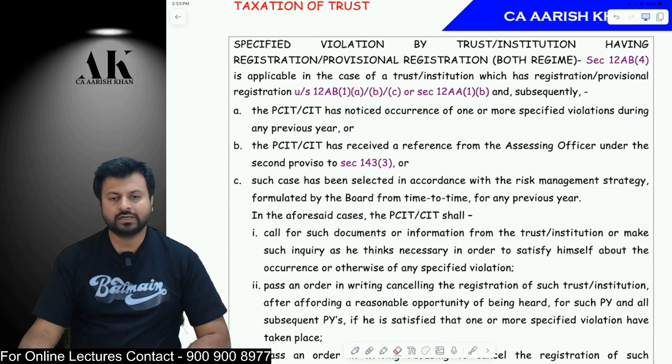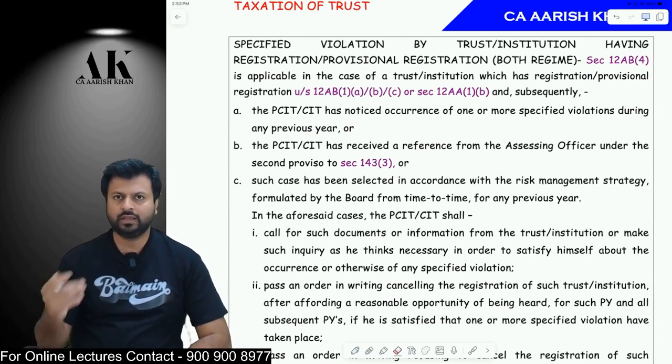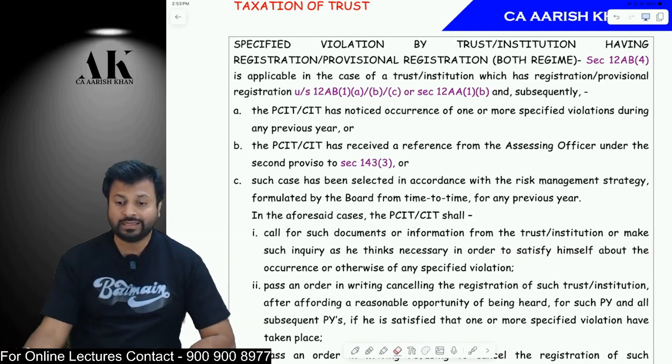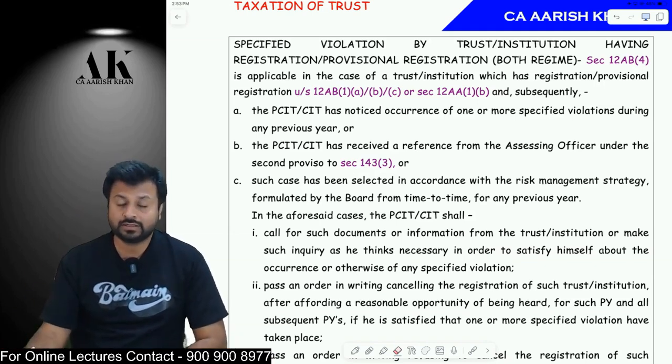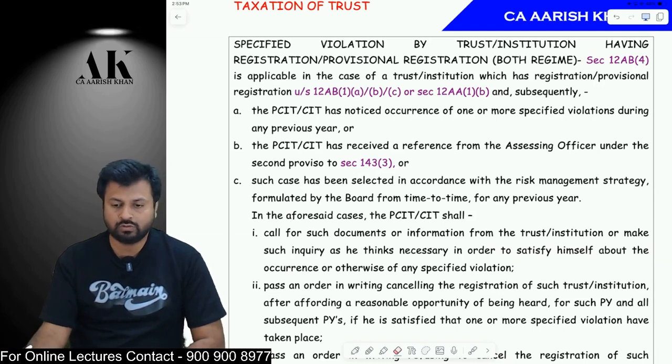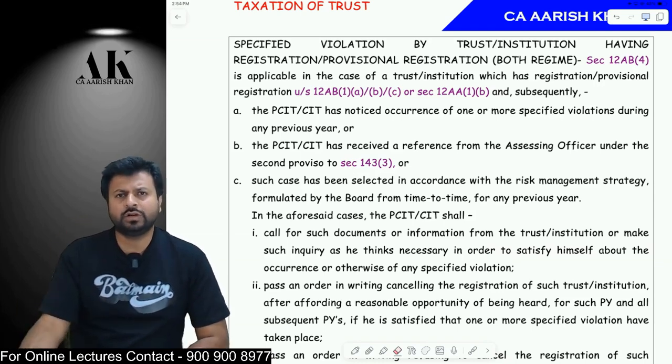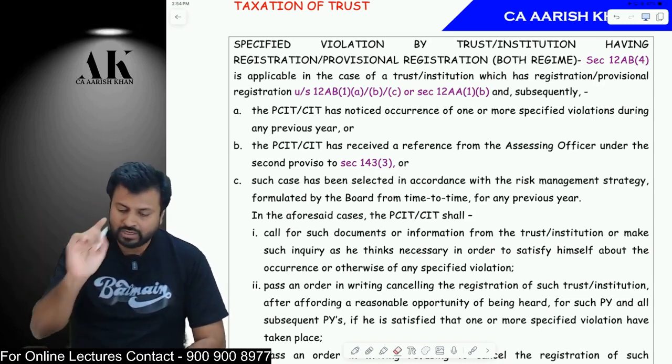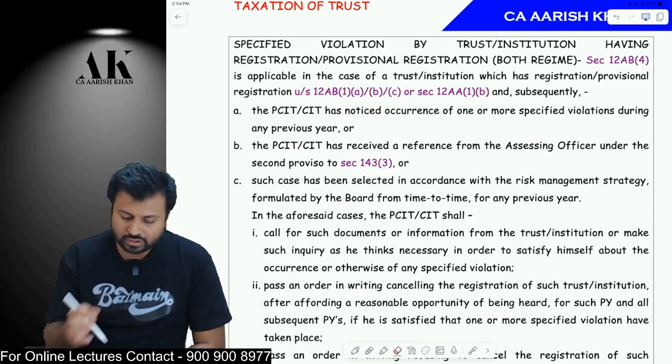Now, what do you feel? Once a trust is registered under 12AB, then they can do anything for 5 years. It's not like that. Their registration can be cancelled by the CIT under some circumstances. So that's what we are going to learn now. Okay. What are the circumstances? You don't be under an impression that once you get a registration, you can do anything for 5 years. It's not like that. Okay. So be very careful. So there is a section 12AB over here which talks about that.